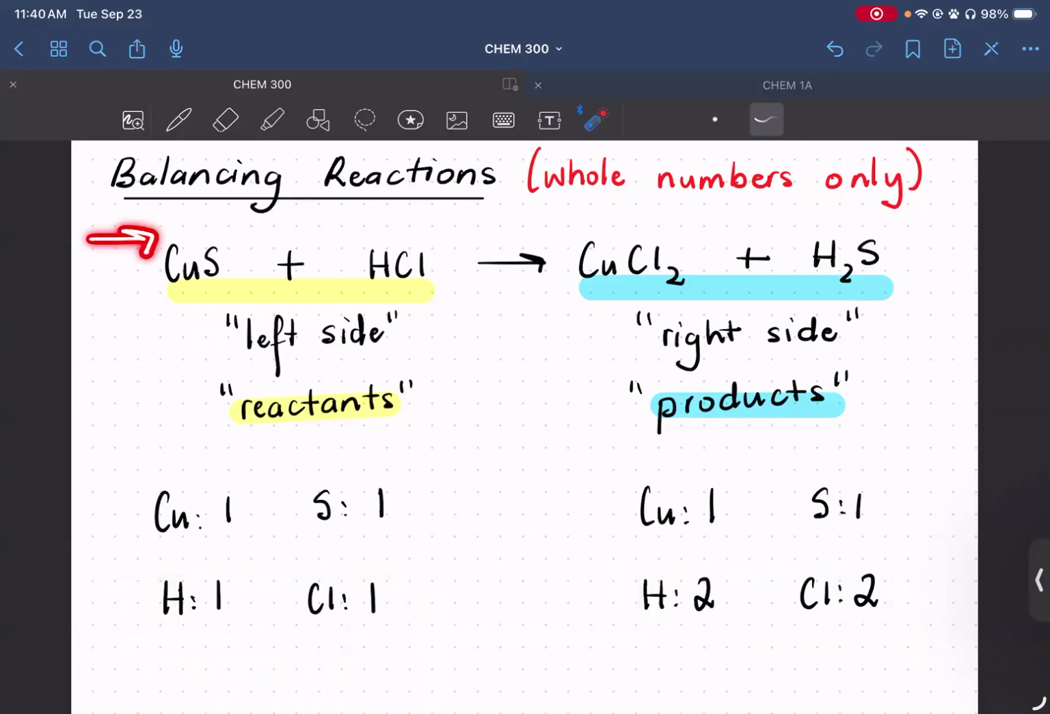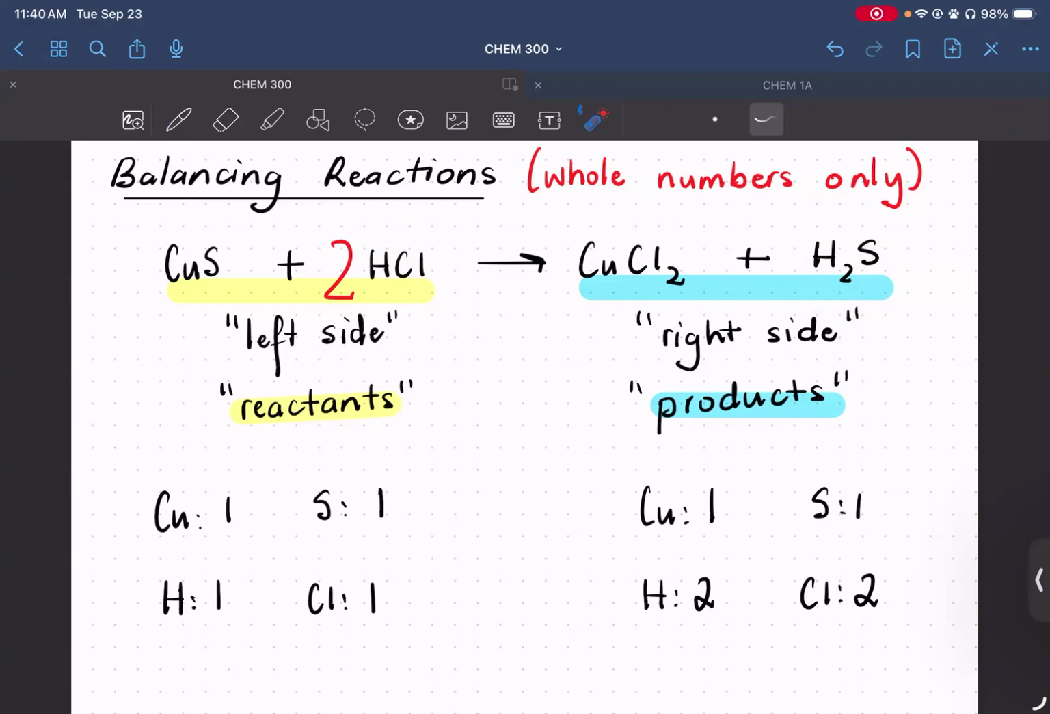So again, going from left to right, we're going to go one element at a time. Copper is already balanced, so check on that. Sulfur is also already balanced, check on that. And right now we're dealing with the hydrogen. To balance this, we simply put a 2 in front of the HCl.